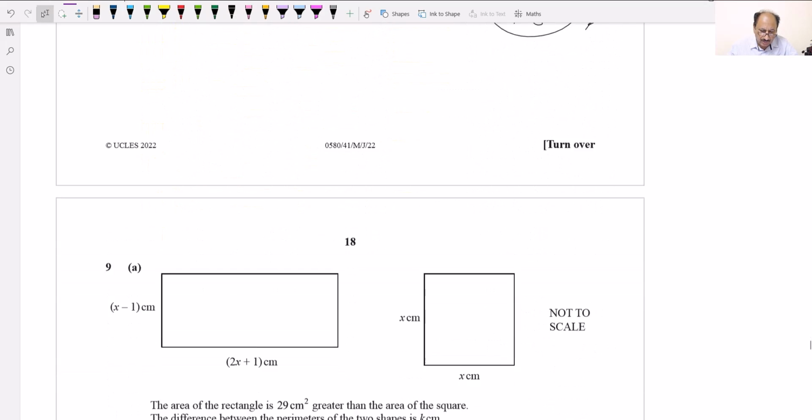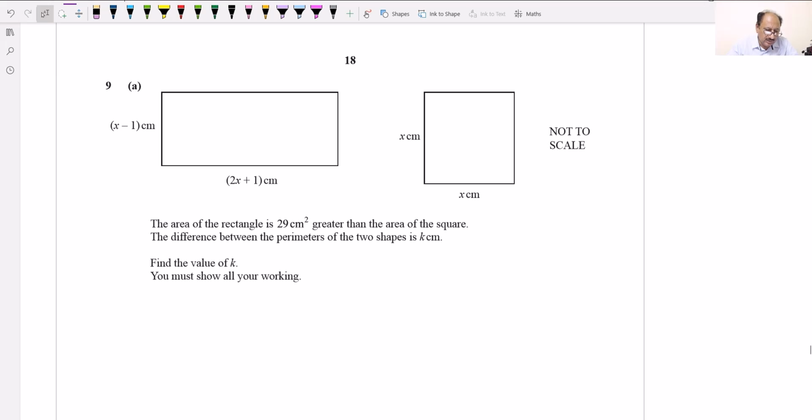Hopefully you understood this. Now question number 9a says the diagram is not to scale. The area of the rectangle is 29 centimeters greater than the area of the square. So this is the square and this is the rectangle. So the rectangle area is 29 centimeters more than this one.